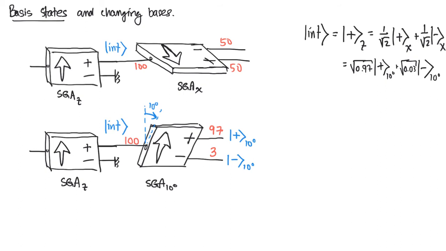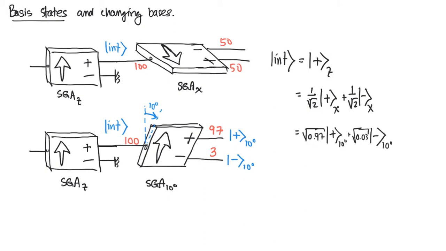Okay. So we have three ways of writing the same state: a definite state in the Z direction, or a superposition in X, or a superposition in the 10-degree direction. And all three are representing exactly the same atom, so they're all equivalent to each other. The language that we use to describe this is that this intermediate state has been written using three different basis states, okay?